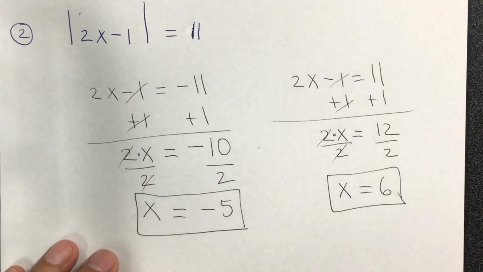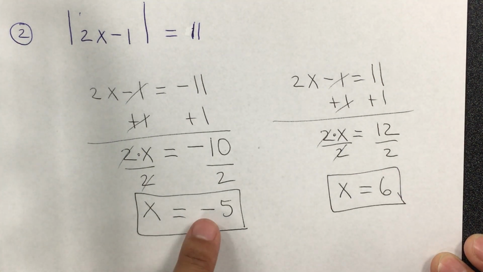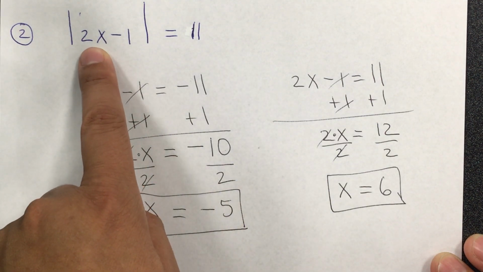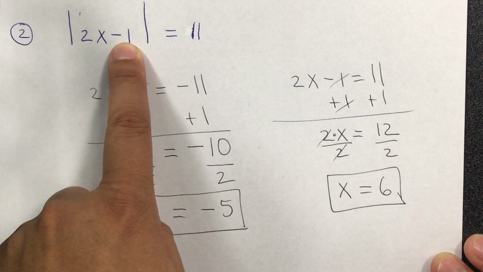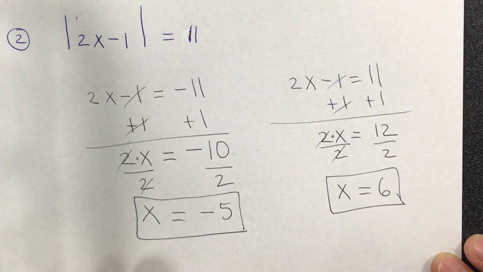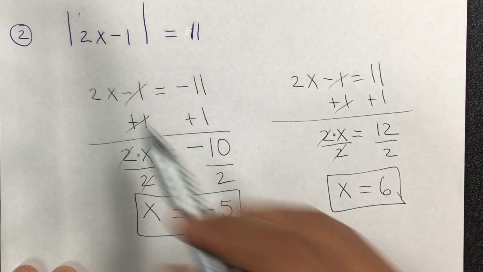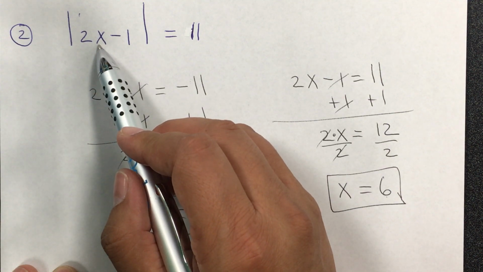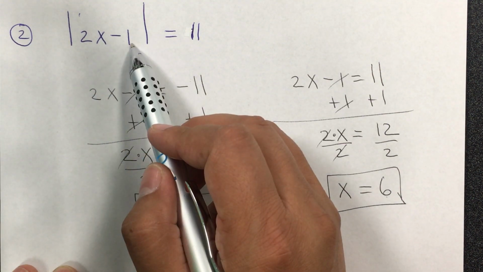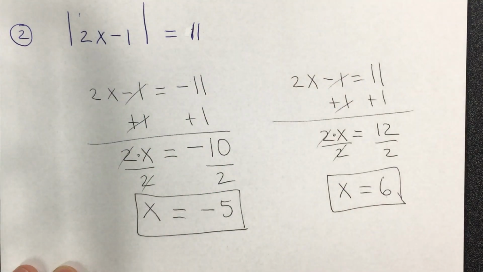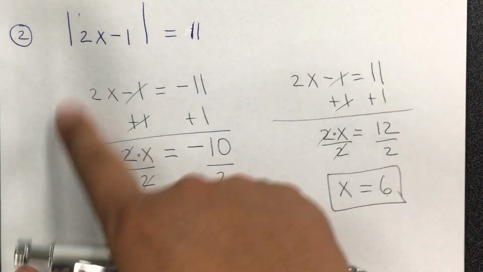Okay, I'm going to do the checkup test just verbally, but in here, 2 times negative 5 is negative 10. Negative 10 minus 1 is negative 11, but we take it out of the absolute value, that becomes positive 11, so yeah, it makes sense. With a 6, 2 times 6 is 12. 12 minus 1 is 11. The absolute value of positive 11 is 11, okay? But you can write it on the side if you wish to check.